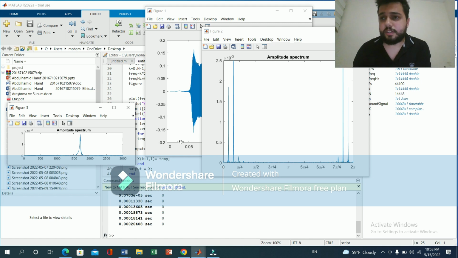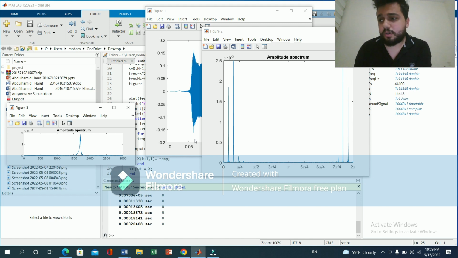In line 7th, we can hear the sound using a sound function. If we give the sound signal according to the fs symbol of frequency, we can hear this sound in ninth line.